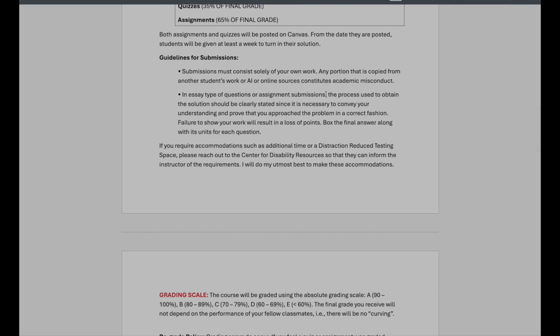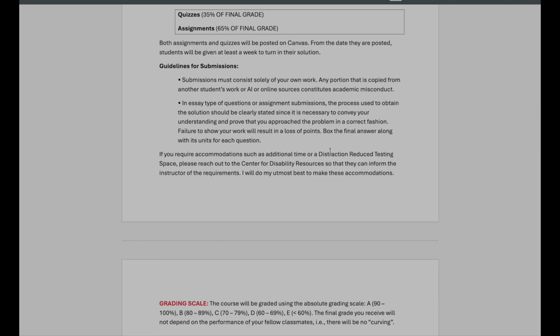It's important that you provide the process that you used when you submit assignment submissions. So these are generally longer questions as compared to the quizzes. The reason is that I don't care if your answer is wrong. I look at the method, and if your method is good, then you will get full marks.